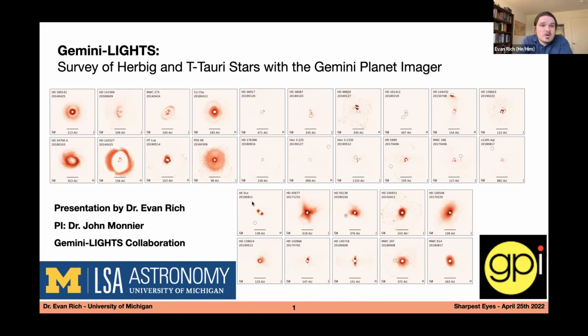So today I'm going to talk about the Gemini LIGHTS survey. It's a survey of Herbig and T-Tauri stars. It's great to have a great introduction by Christian beforehand, because instead of looking at the lower mass stars, this survey is going to be concentrating on the higher mass stars, which have been largely neglected by surveys. So we're going to be looking at the higher mass counterparts to what the wonderful introduction Christian had talked about earlier.